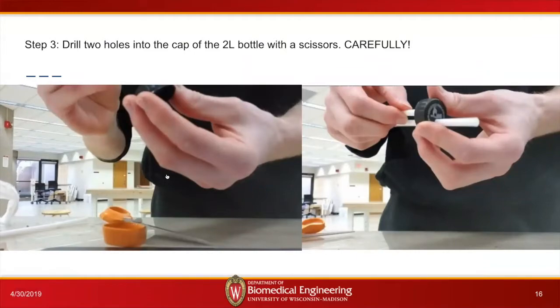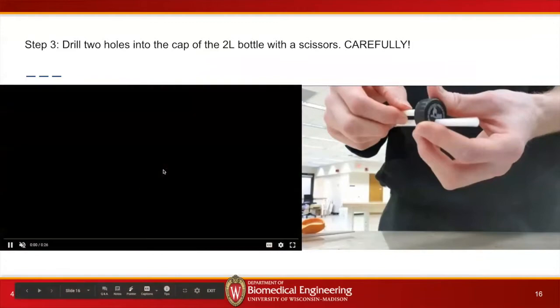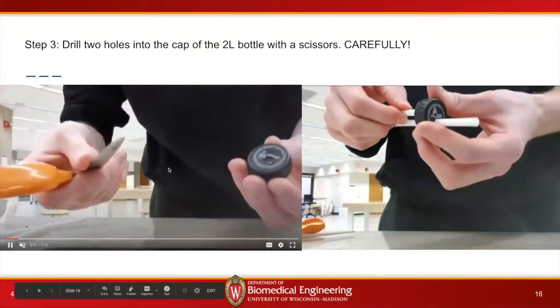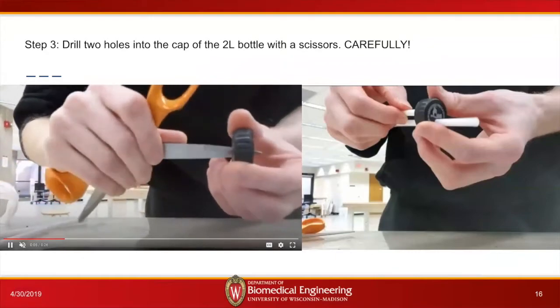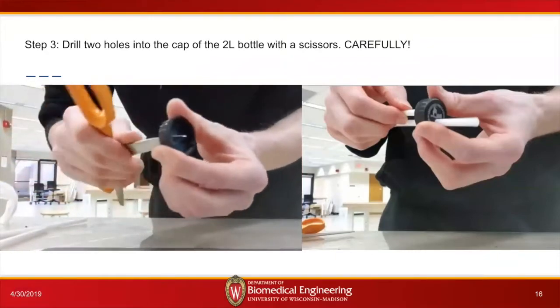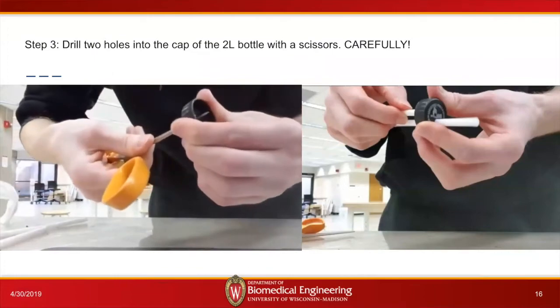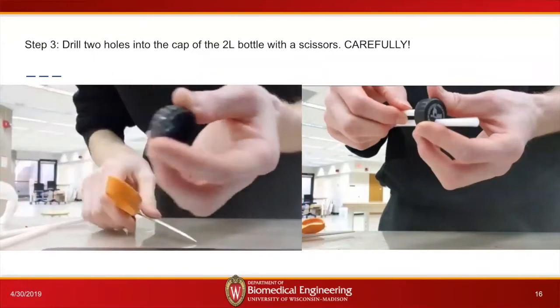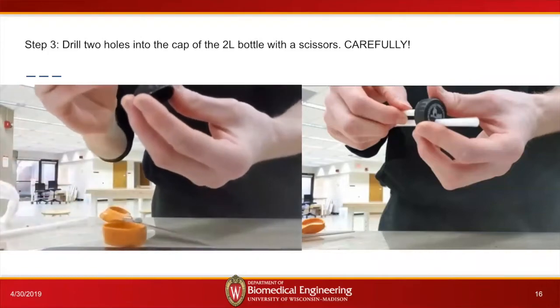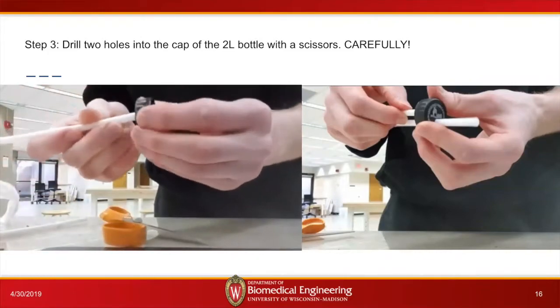The third step is to use scissors to slowly and carefully drill 2 holes into the bottle cap by spinning 1 scissor blade. Make the holes big enough that a straw could fit snugly through them. If this is too difficult, making 1 hole can also work, but more tape will be needed to make sure that no air escapes.